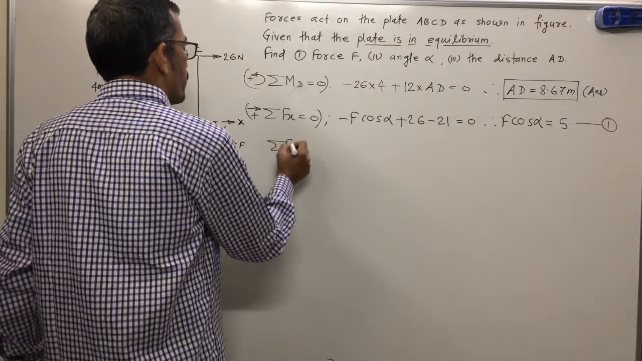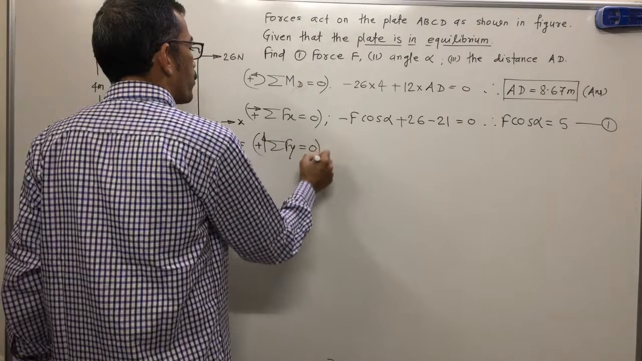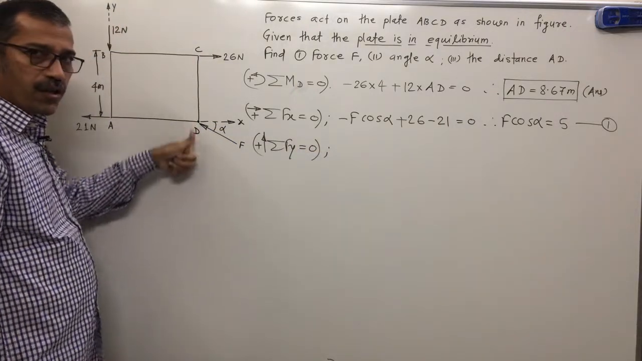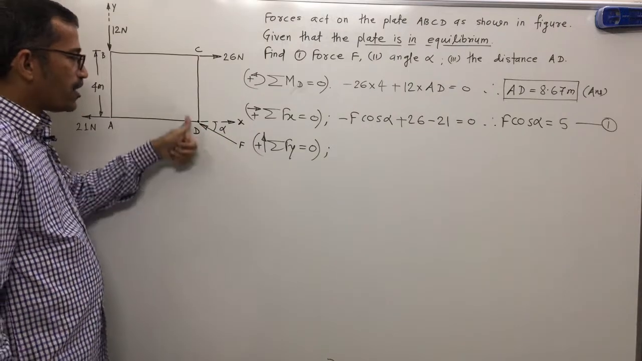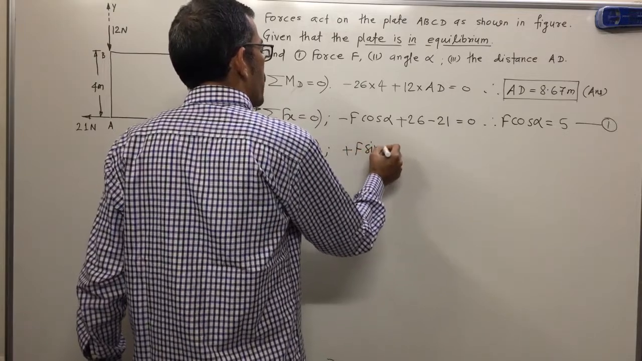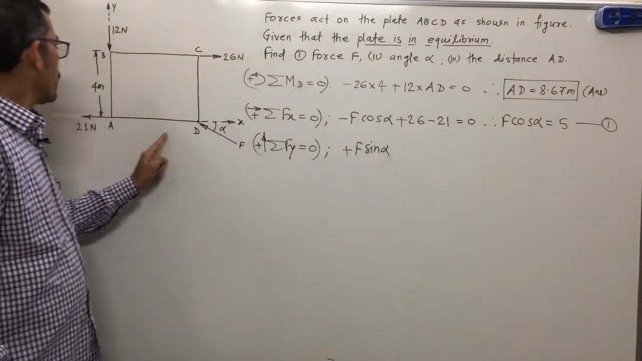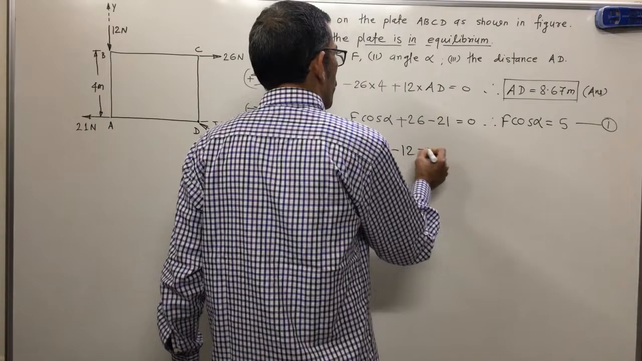Next, summation of Fy equal to 0, assuming vertically upward force is positive. The component of F in the vertically upward direction, the angle is with the horizontal, so the vertical component is sine: plus F sin alpha. Next, the vertical force, only one vertical force, minus 12 equal to 0.